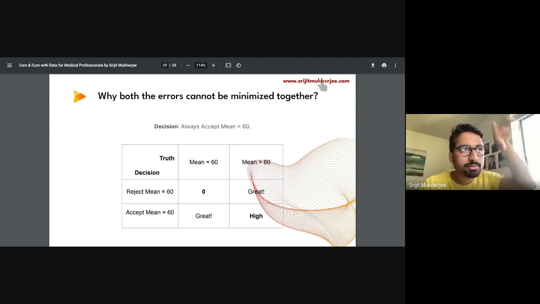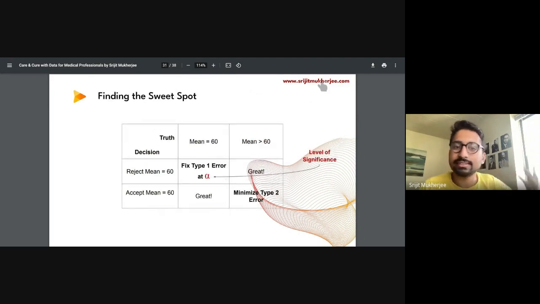If you want to minimize one error to 0, the other goes high, to 1. If you minimize the other to 0, the first goes high, to 1. Therefore, we cannot minimize the errors together. So there is a different way to find the sweet spot.